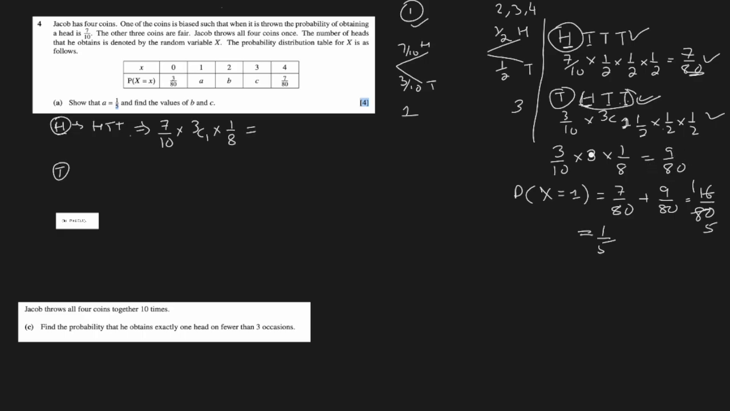Yeah, no, not 9/8. 7 times 3, 21 over 80. 21 over 80. This was 3/10 here, and this is 7/10, so it will be different. So 21 over 80. Second case.